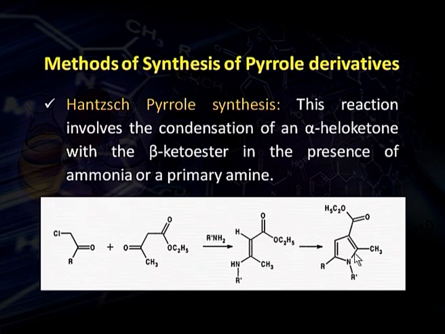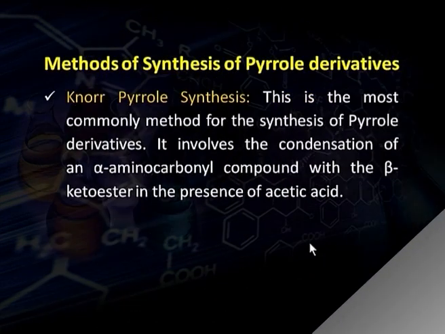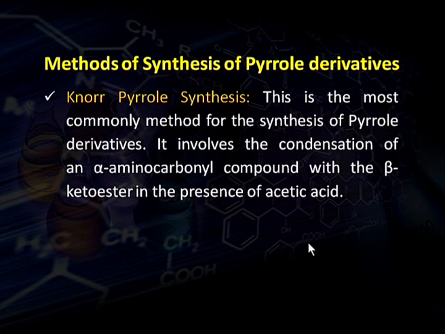Pyrrole derivatives can also be synthesized by another very important method, the Knorr pyrrole synthesis, as it is termed. This is the most commonly employed method for the synthesis of pyrrole derivatives. This method involves condensation of an alpha amino carbonyl compound, or it may be an alpha amino carbonyl ester, with the beta ketoester in the presence of acetic acid.